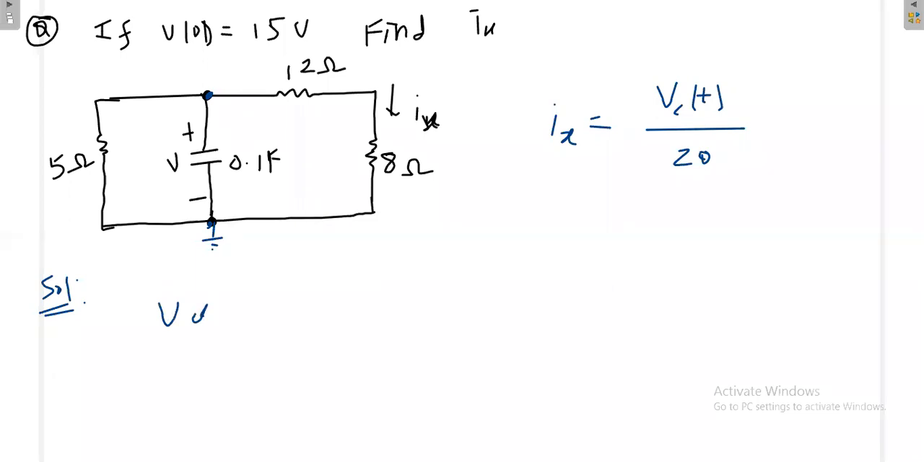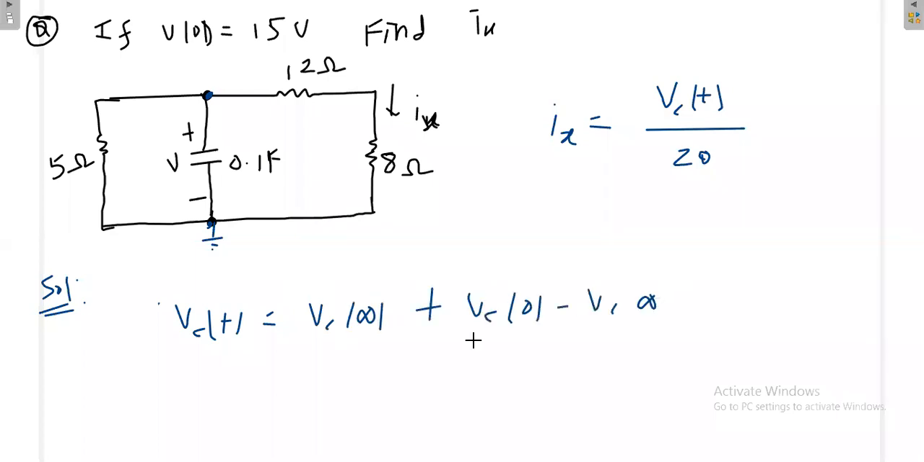Okay, wait. Vc of t is equal to Vc infinite plus Vc 0 minus Vc infinite, e power minus t by tau.